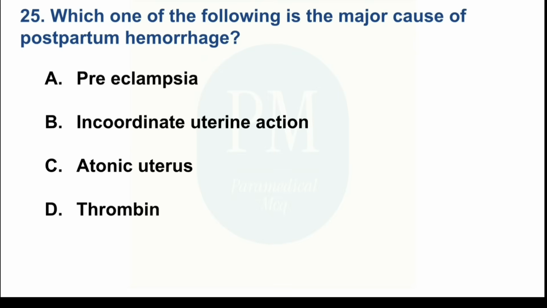Which of the following is the major cause of postpartum hemorrhage? Option A, preeclampsia. Option B, incoordinate uterine action. Option C, atonic uterus. Option D, thrombin. The correct option is option C, atonic uterus.